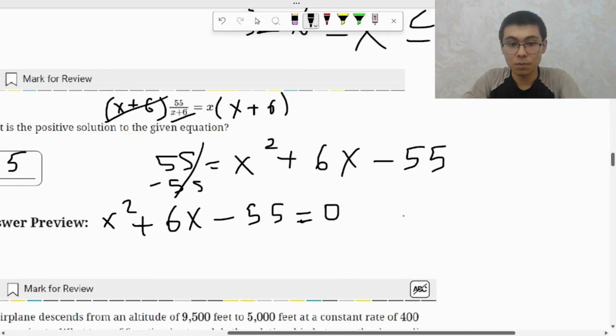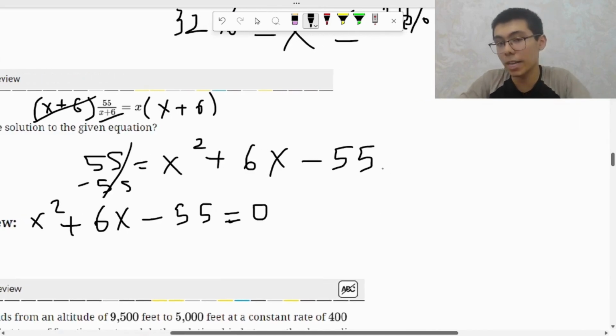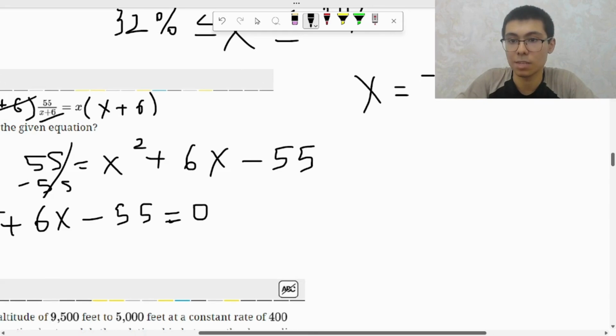And then there is a formula that you can use to find the solution, which is x equals minus b plus or minus the square root of b squared minus 4ac, and all of this is divided by 2a. There are going to be two solutions because of the plus and minus.